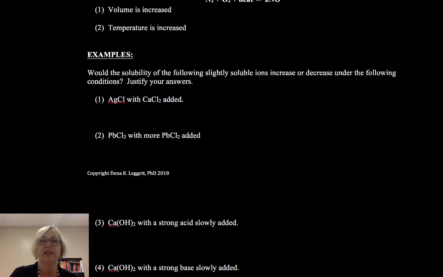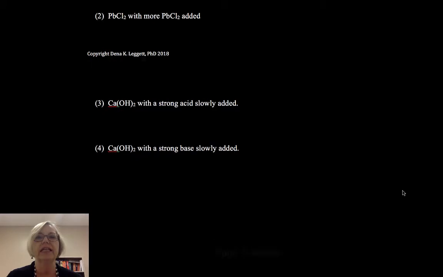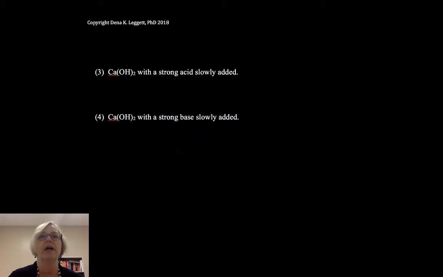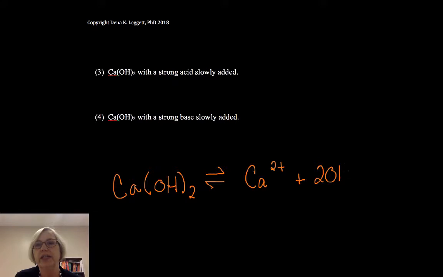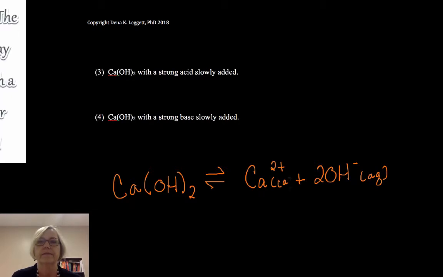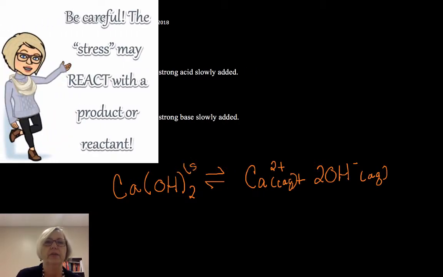Okay, let's take a look at this next one. We have slightly soluble calcium hydroxide. So calcium hydroxide is considered a strong base, so it does go pretty far to the right, but not completely. It does set up an equilibrium situation. It is here, and these are both aqueous, and that would be in equilibrium with the solid.